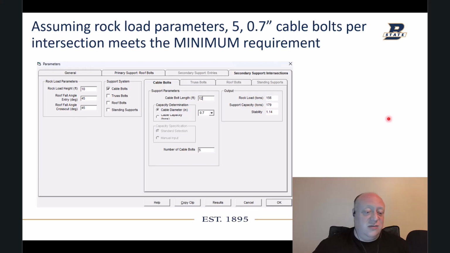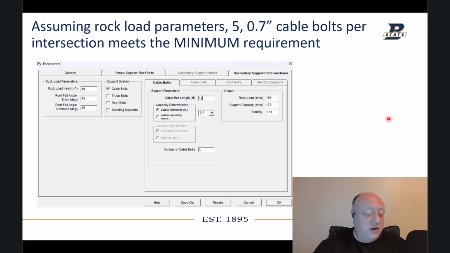So what you're really doing is calculating this dead weight load. But with the fall angle, once you get significantly above 10 feet in this case, the rock load doesn't increase all that much. So you can put in 20 feet, and I don't think it exceeds this 156 tons. So I chose that as the rock load height. It is a reasonable number.